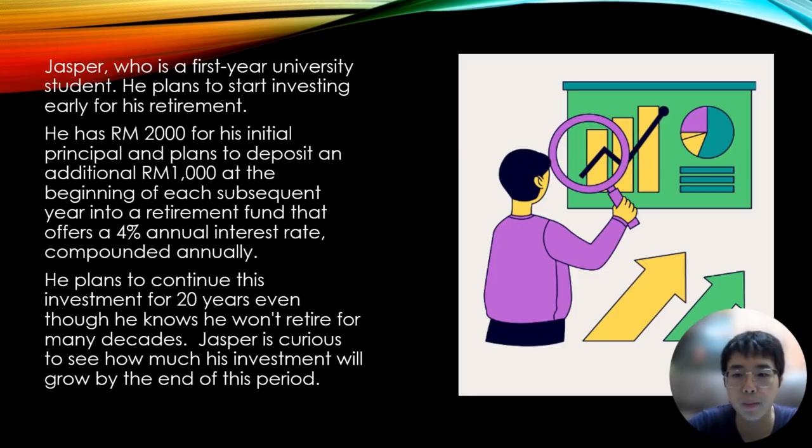So now I will repeat the Jasper problem quickly. Jasper is a first-year student and he has 2,000 initial principal, and plans to deposit an additional 1,000 at the beginning of each subsequent year into a retirement fund that offers a 4% annual interest rate. He plans to continue this investment for 20 years, and Jasper is curious about how much his investment will grow by the end of this period.